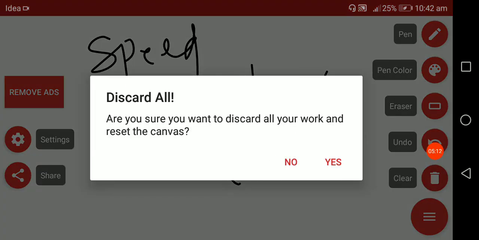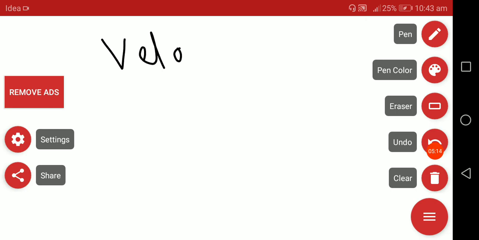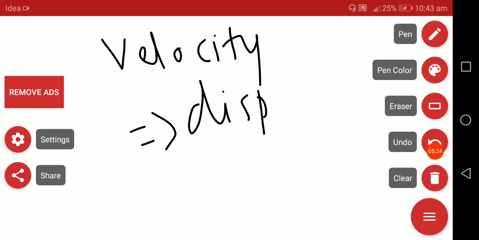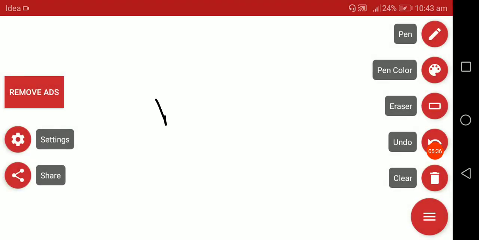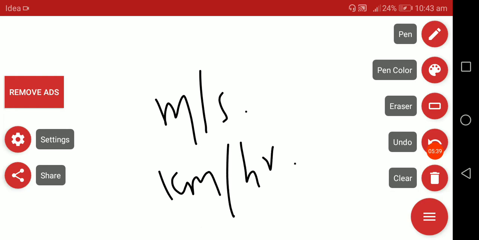The next term that we have to study is velocity. Velocity is nothing but the ratio of displacement per unit time. In a unit time, how much displacement occurs is shown by velocity. Both speed as well as velocity have units of meter per second or kilometer per hour.